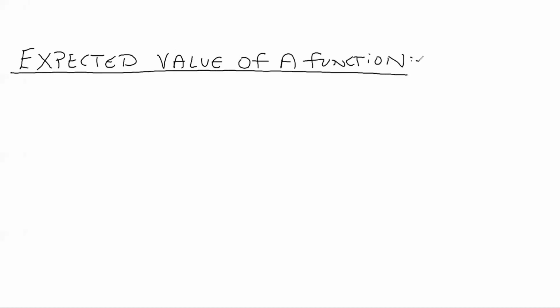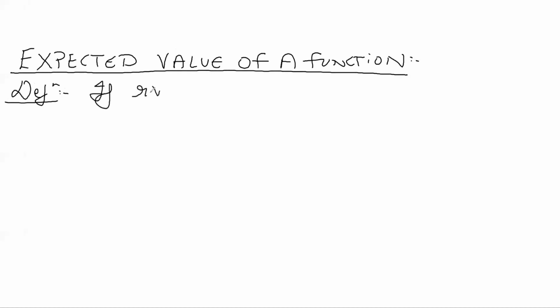Now let's do a new topic within expected values called expected value of a function. Expected value of a function. Okay, so let's look at the definition of it.